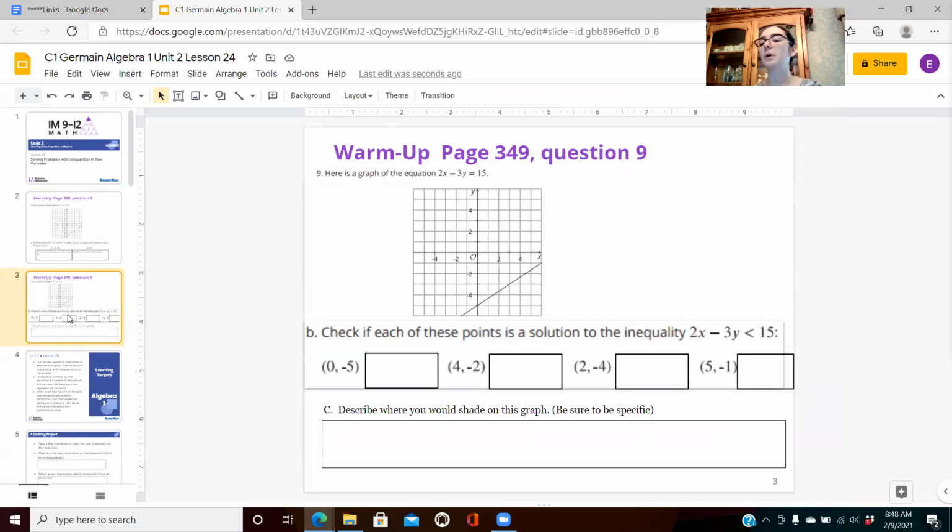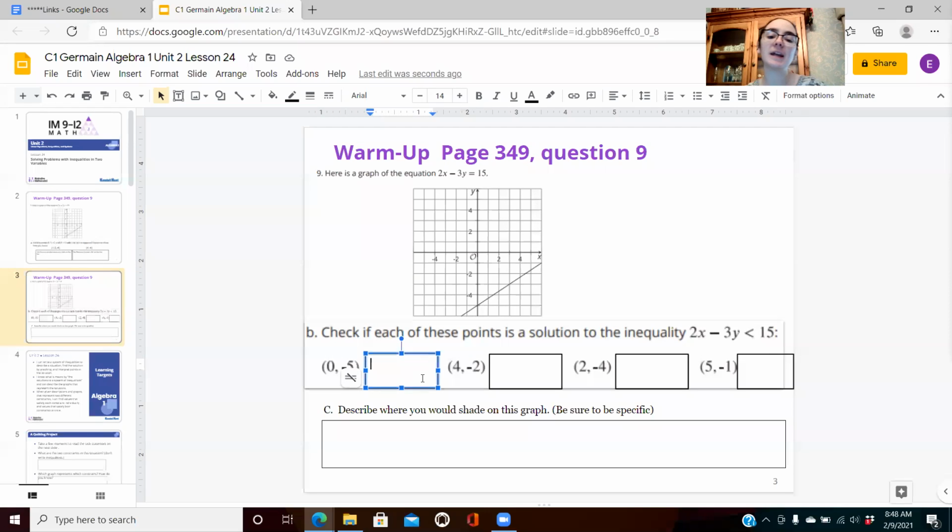So now let's look at this next one. I know people put answers in the chat up top, so let's summarize them down below. We took this equation and turned it into an inequality: 2x minus 3y is less than 15. If we were to plug in (0, -5), what would we get for this one? Kyle Kelly is telling me it would be true.